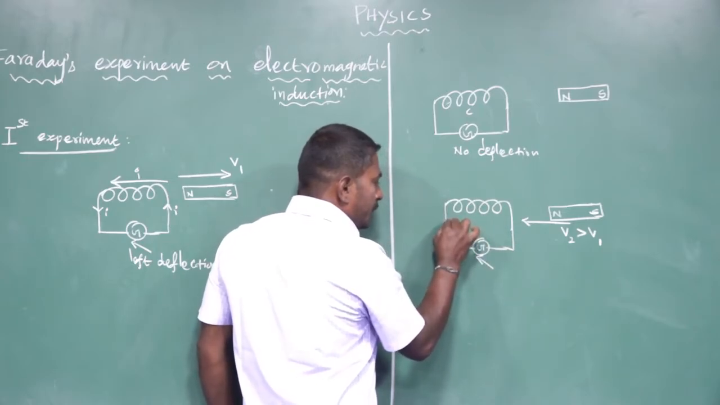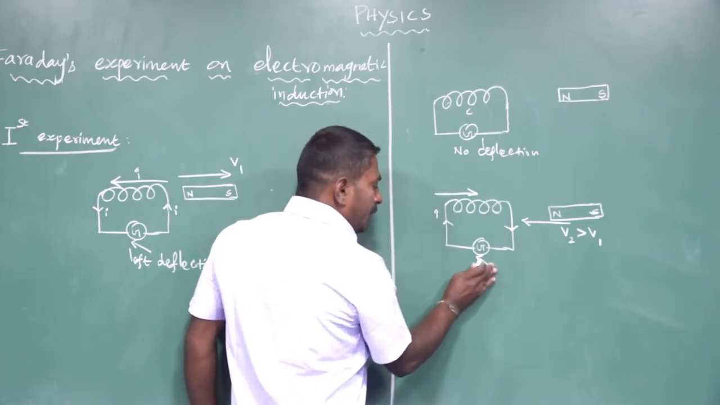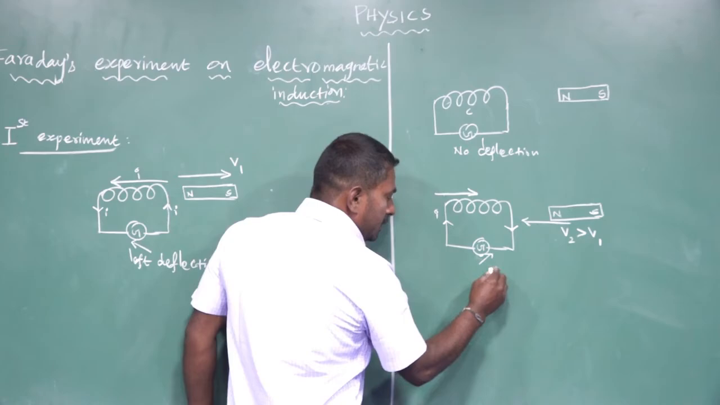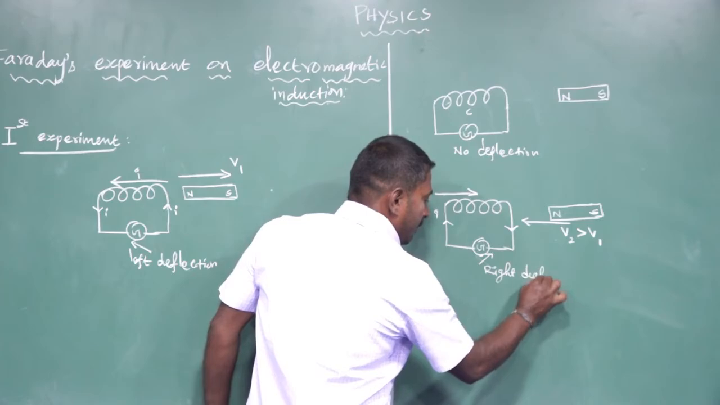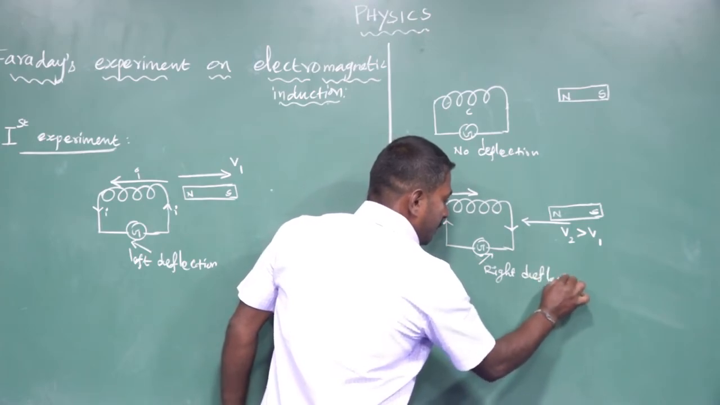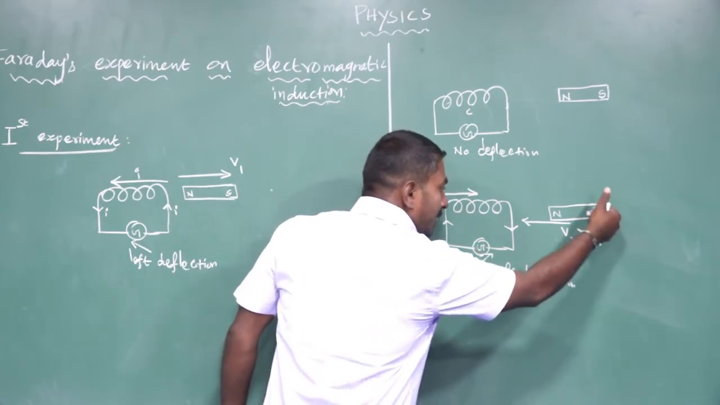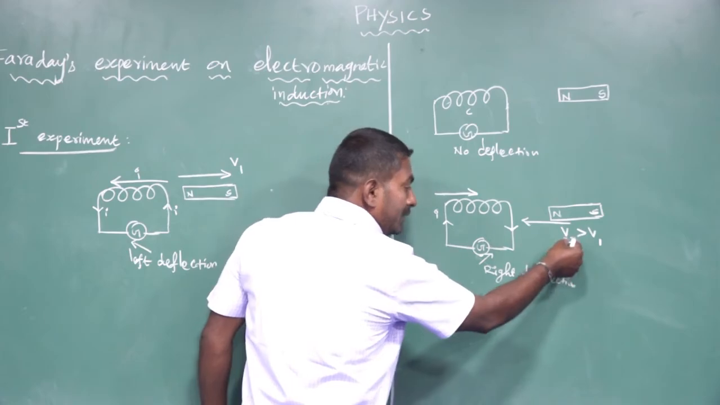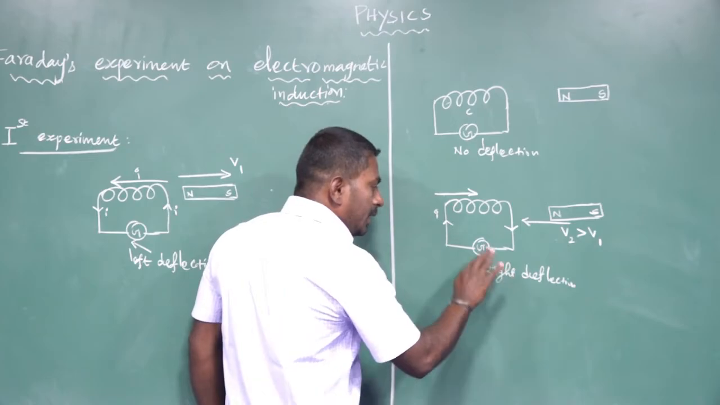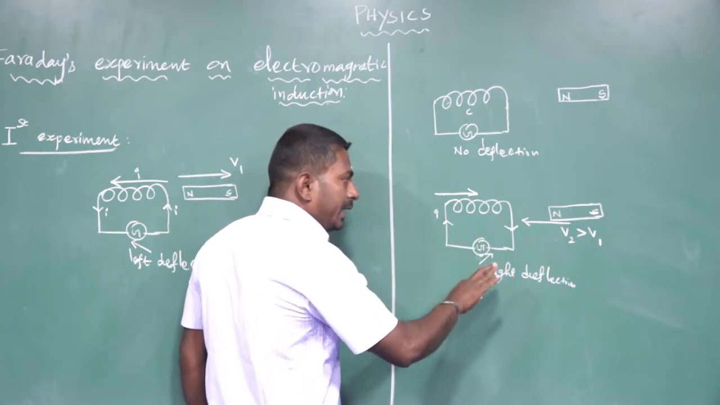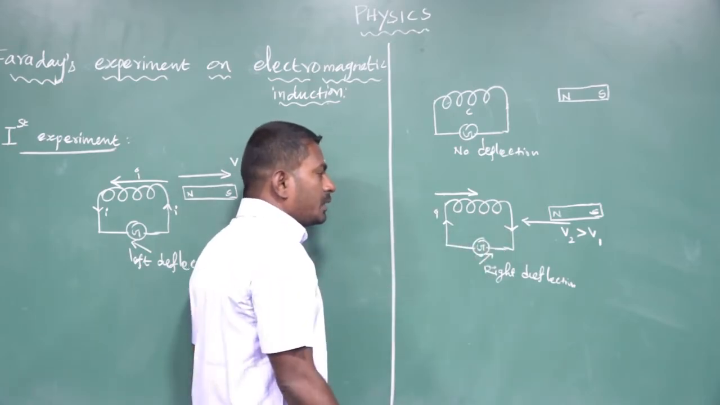Now electric current flows in this direction. So therefore, the galvanometer shows a deflection towards the right side. But the galvanometer shows a larger deflection. Why? Because the north pole of the bar magnet is moving towards the coil with a greater velocity v2 compared to the previous case velocity v1. That's why the galvanometer shows a momentary deflection once again with a greater magnitude, because a greater magnitude of electric current is forced through the closed circuit.